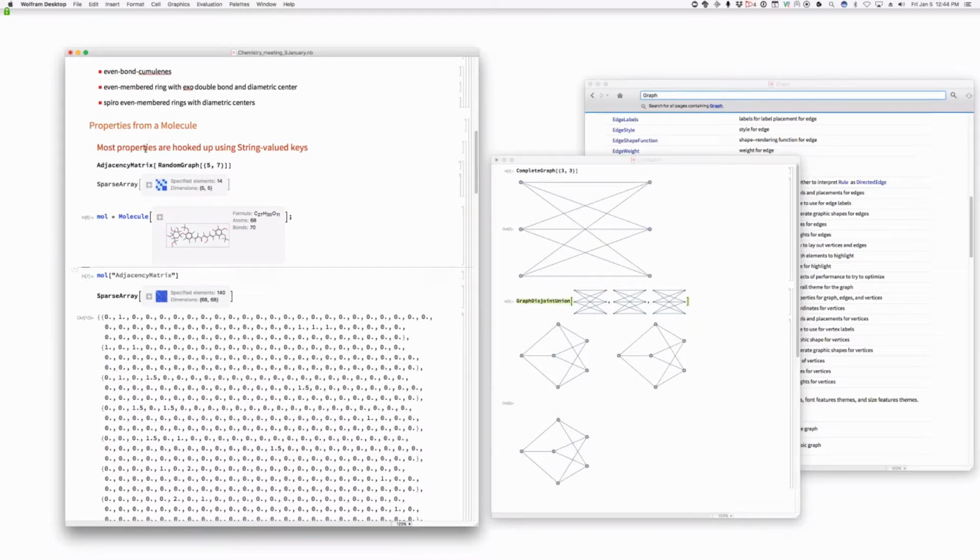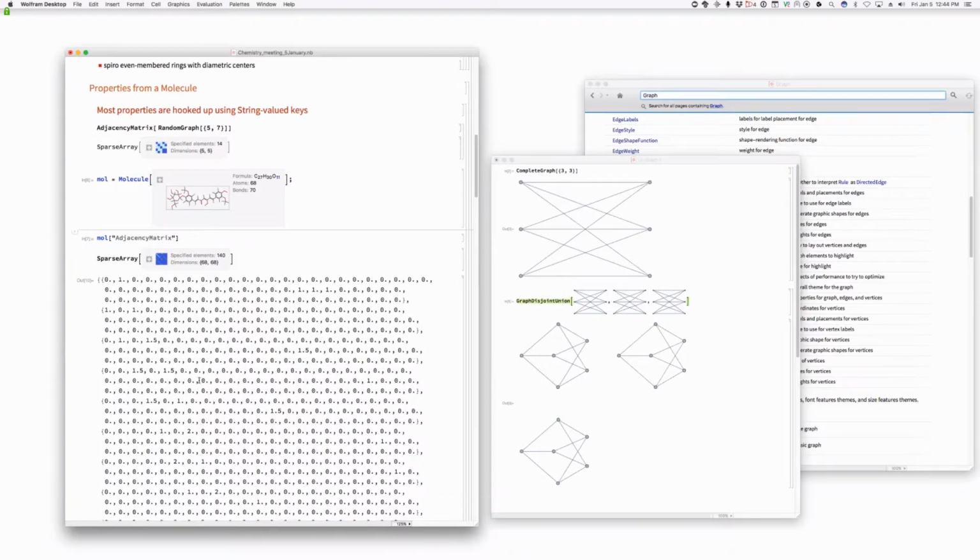Fair enough. Okay, so adjacency matrix of this. Okay, molecule, what is this doing? So this is just an example to show that right now I have everything hooked up as string value properties. Why is the adjacency matrix real numbers? What's the 1.5?